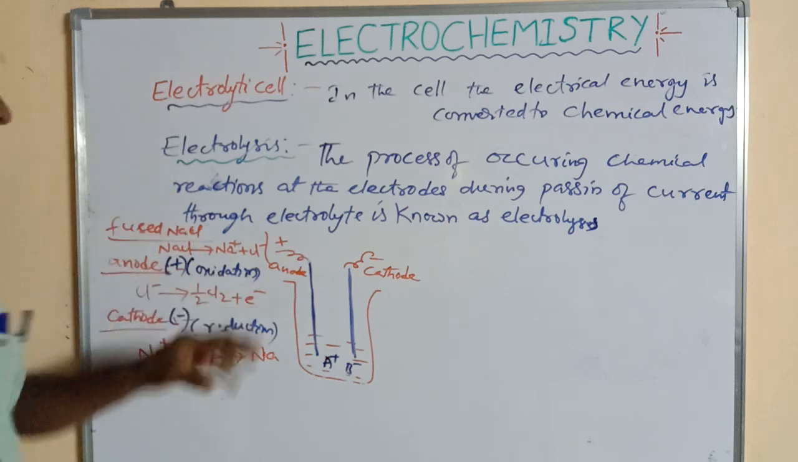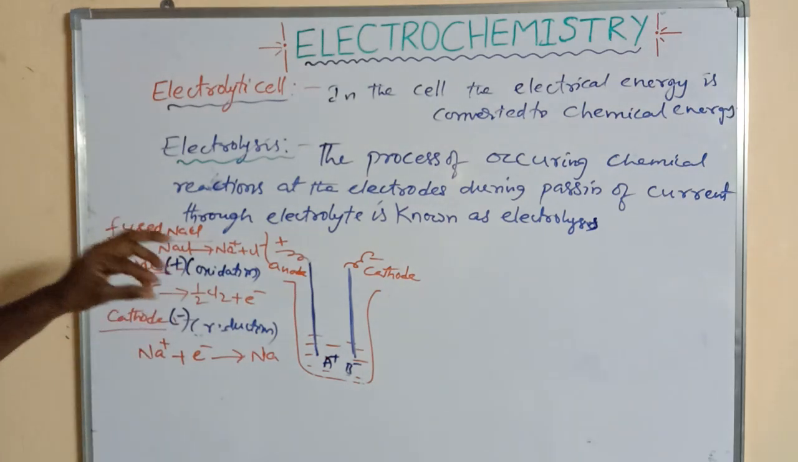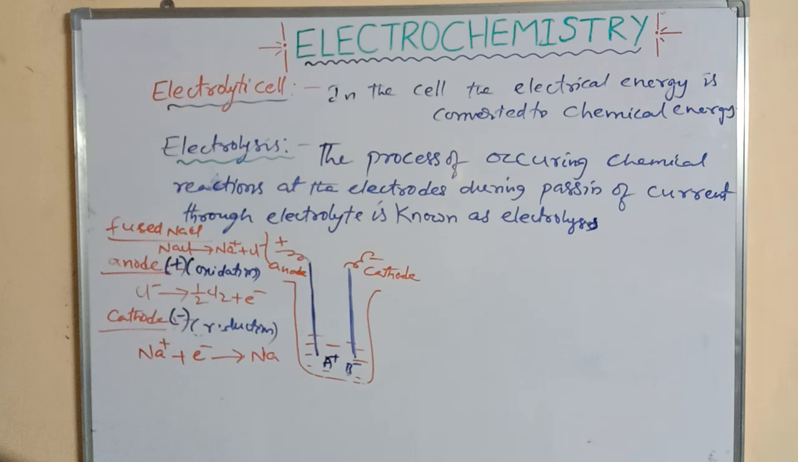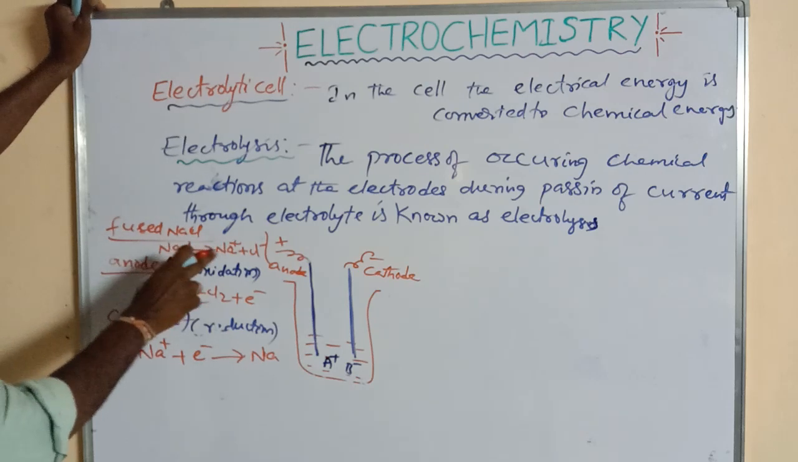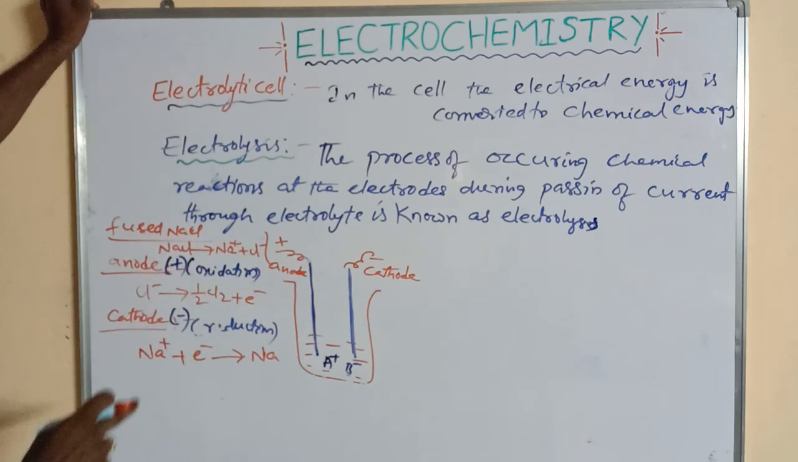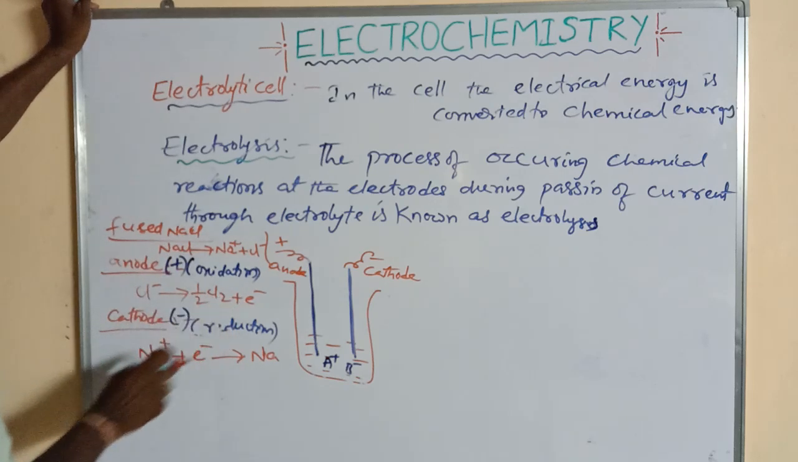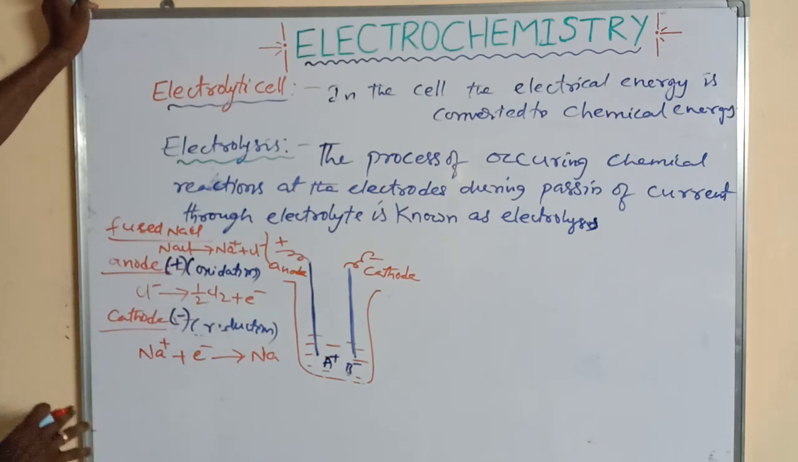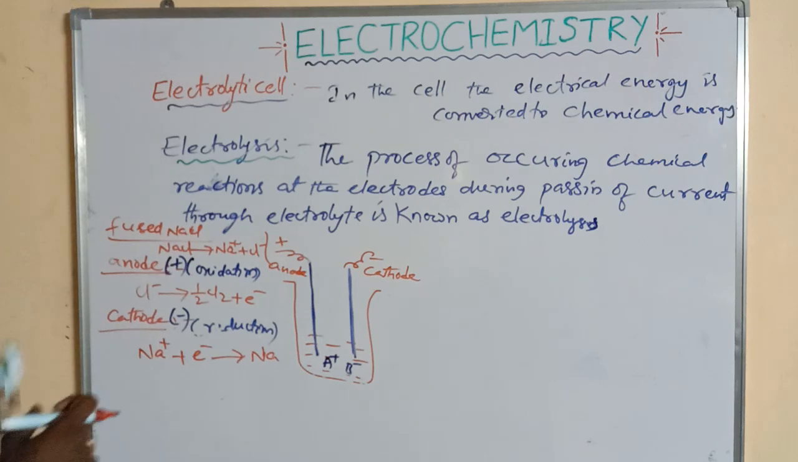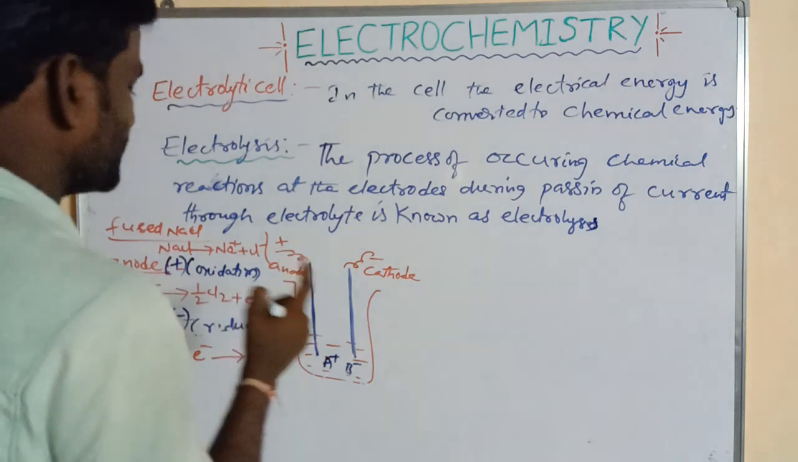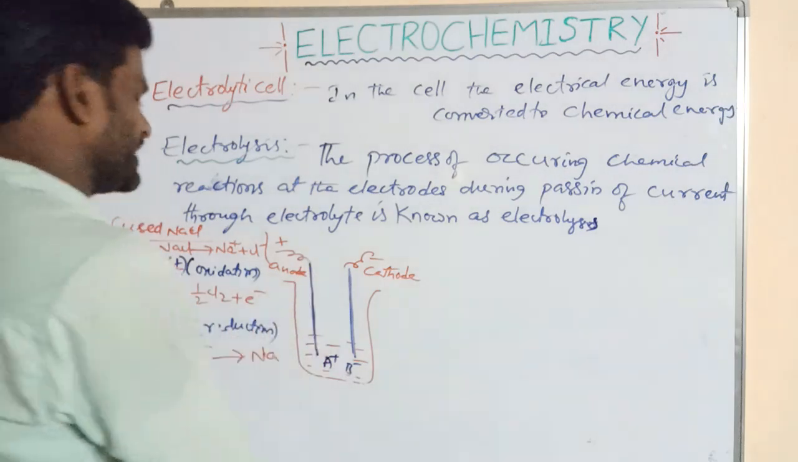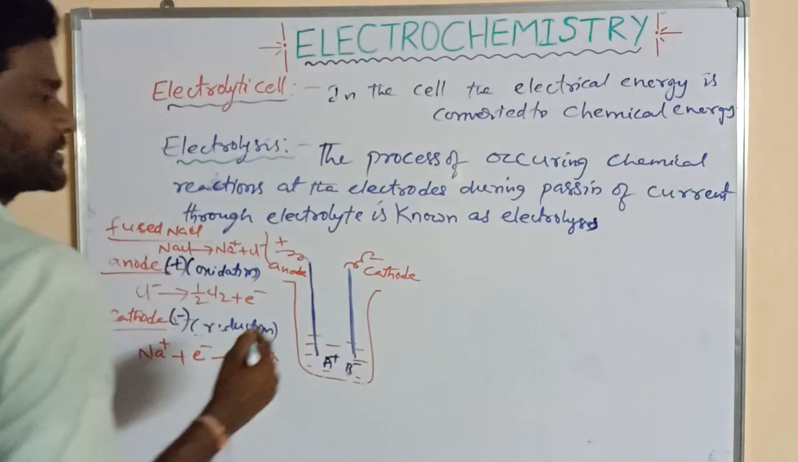During electrolysis, the discharge of ions takes place at electrodes. If we take fused NaCl, it is ionized to Na plus and Cl minus. At the anode, oxidation takes place, which is the losing of electrons. At the cathode, the gaining of electrons takes place.